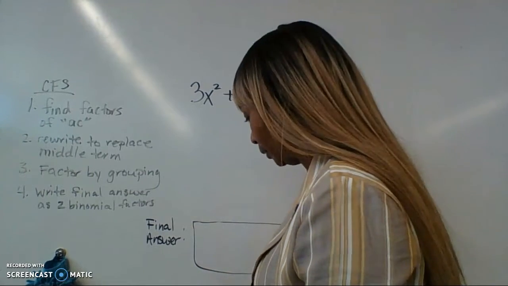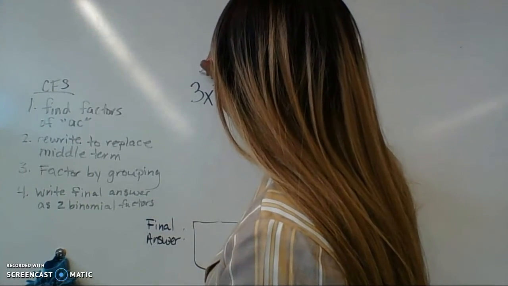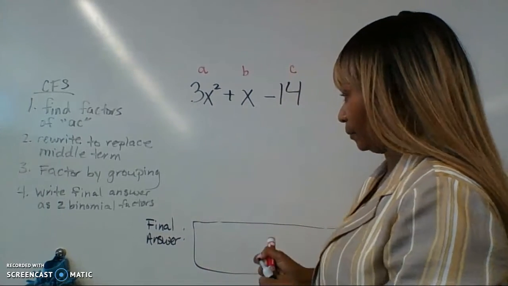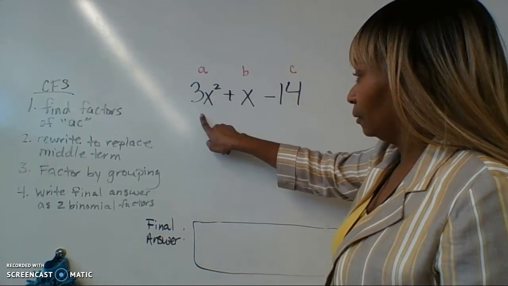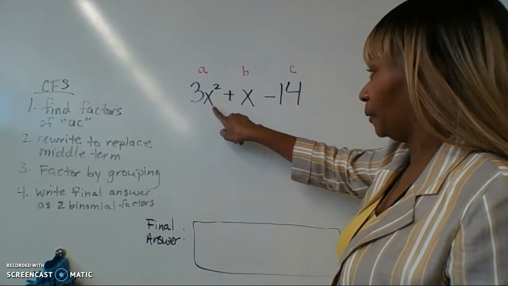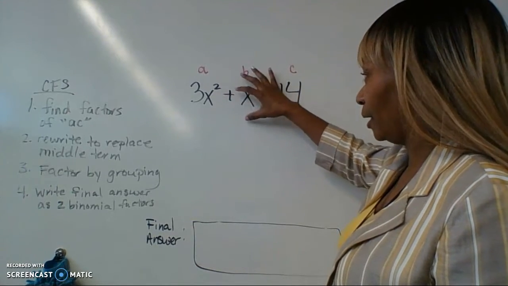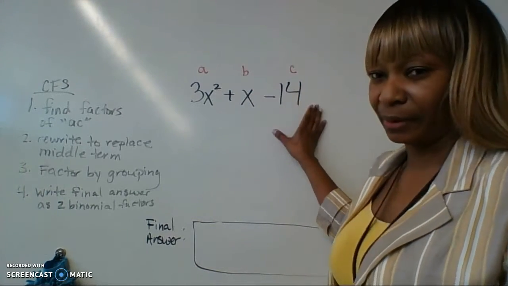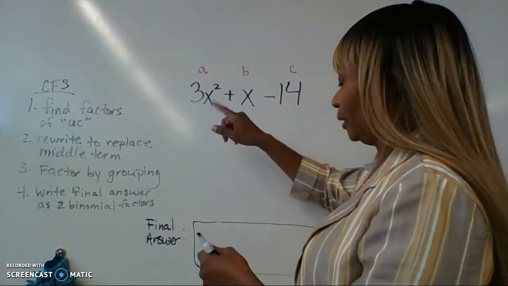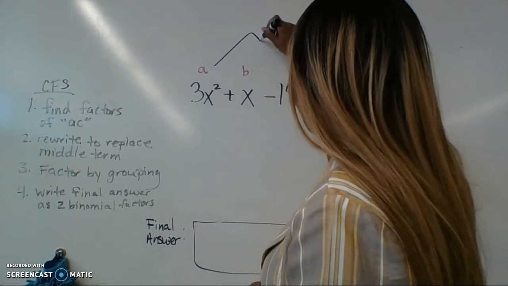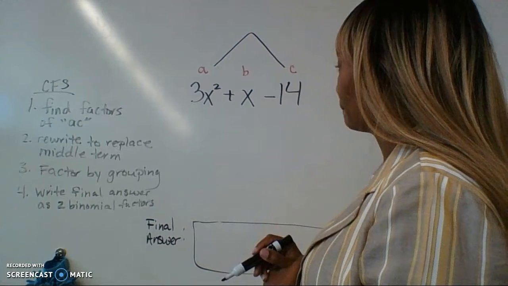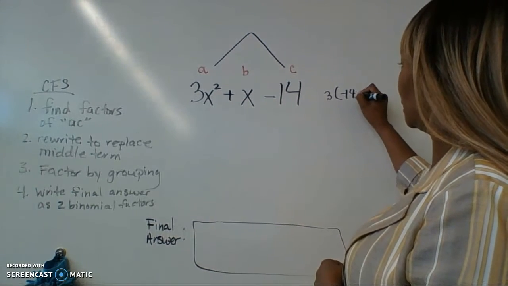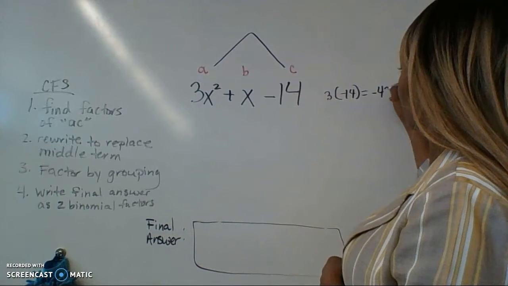So I want to label my parts here. This is A, this is B, this is C. A will always be the leading coefficient with the highest exponent. B will be the next highest. C will always be your constant number, the one without a variable. So A times C: 3 times negative 14. That equals negative 42.